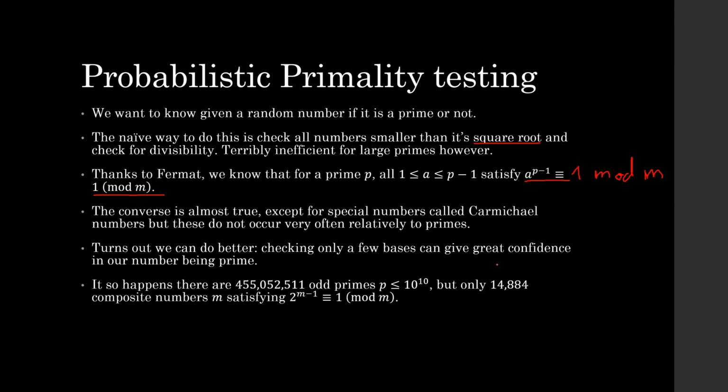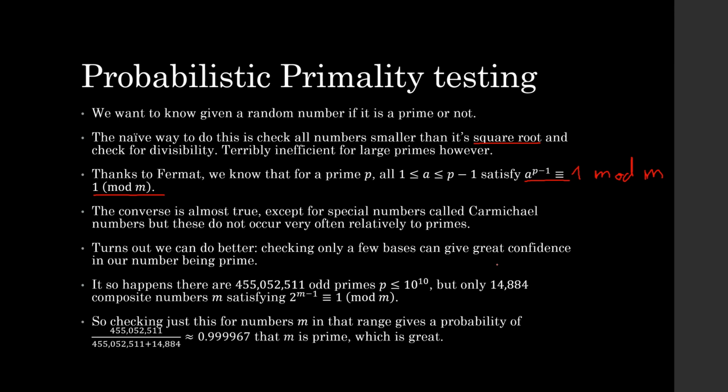If you look at all of the odd primes that are smaller than 10 to the 10, you've got exactly 455,052,511 of those. But you only have 14,884 composite numbers that satisfy that 2 to the m minus 1 is congruent to 1 mod m. And so if I'm only checking the base 2, right? Well, that's going to give me a probability of 455,052,511, so that's all our prime numbers, divided over all the cases that could satisfy our congruence, which will be all those primes plus all those composite numbers, so plus 14,884.